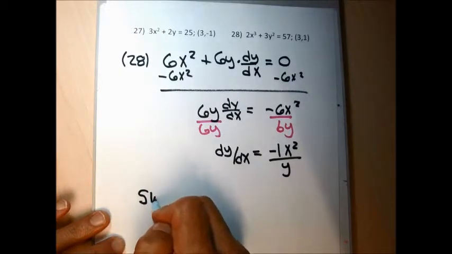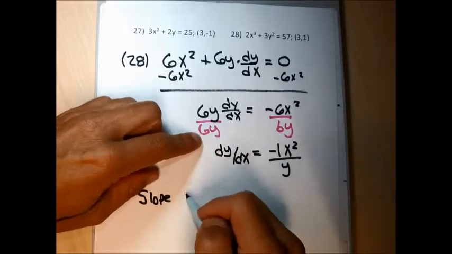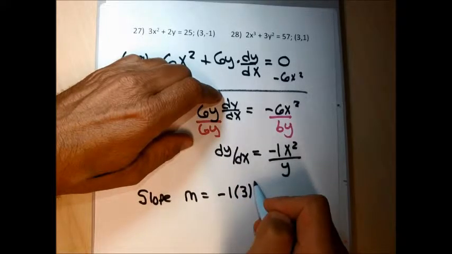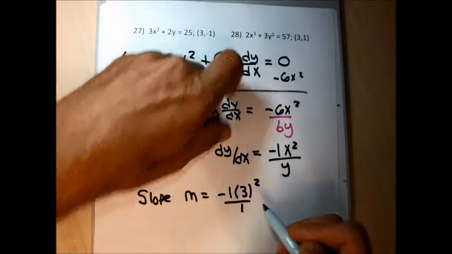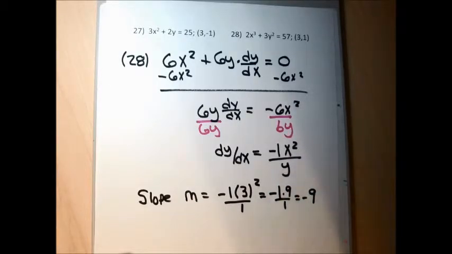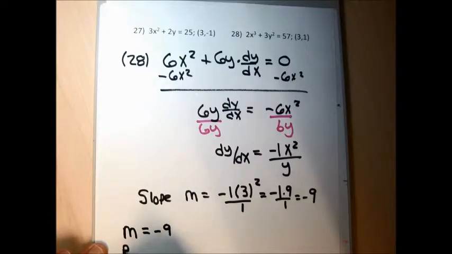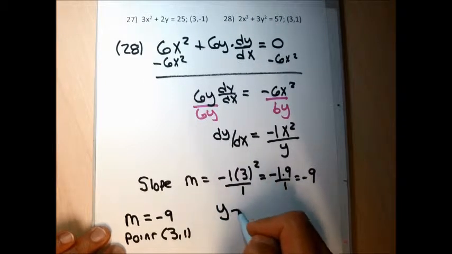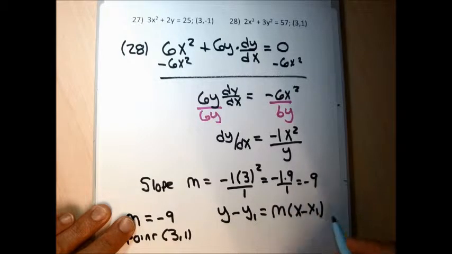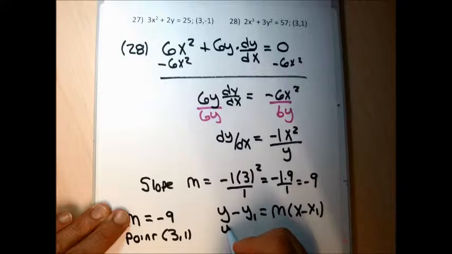So the slope of the tangent line is going to be m equals negative 1, and then in for the x, I'm going to plug a 3, and in for the y, I'm going to plug a 1. So this is going to be negative 1 times 9 over 1, which is negative 9. So the derivative gives me the ability to find the slope of a tangent line. My slope is negative 9, my point is (3, 1), and now I'm just going to go y minus y1 equals m times x minus x1 to get my answer, because I'm asked to find an equation of a tangent line, so I should find a line.